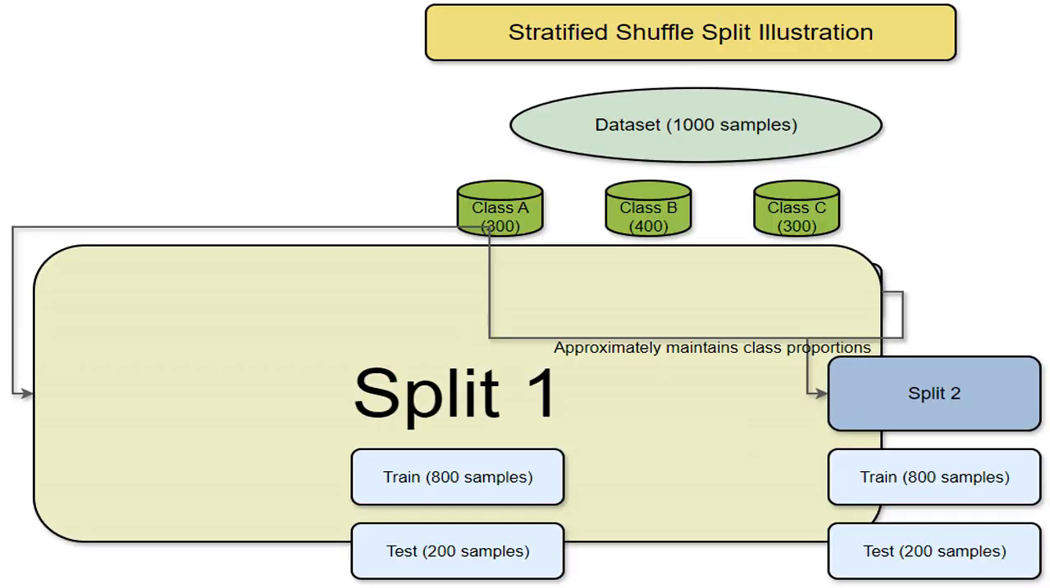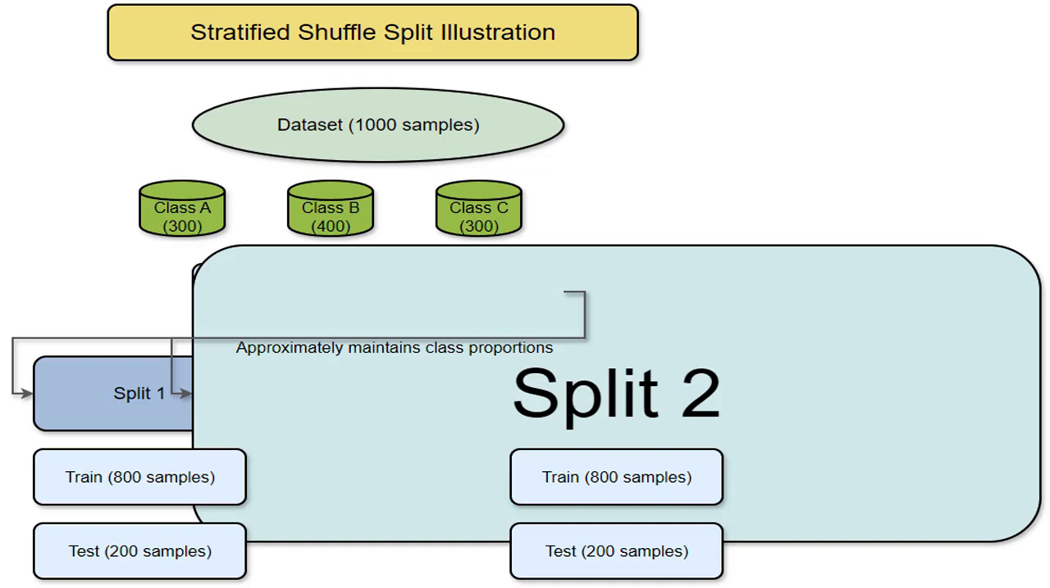This is the first split that stratified shuffle split generates. It divides the data into training and testing sets. This is the second split that stratified shuffle split creates. Again, the data is divided into training and testing parts, maintaining approximately the same class proportions.